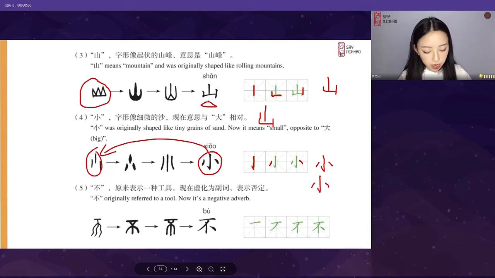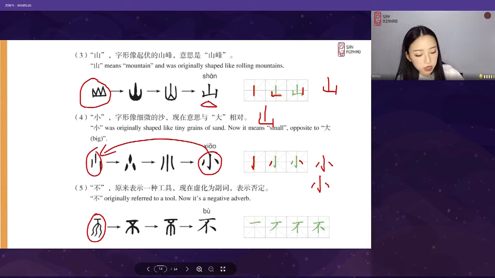The last character is 不, which means no. In ancient times, it looked like a 2, but nowadays it is only a negative adverb, meaning no, not. We write it in this sequence. First a horizontal, and then a left turning, which we learned last lesson. Next is a vertical, and last is a big dot.